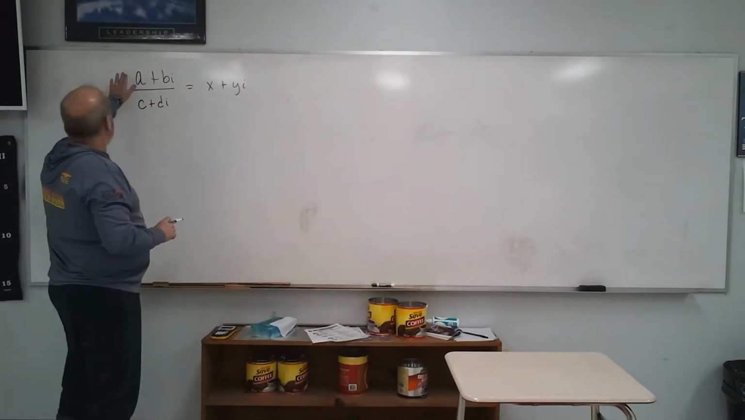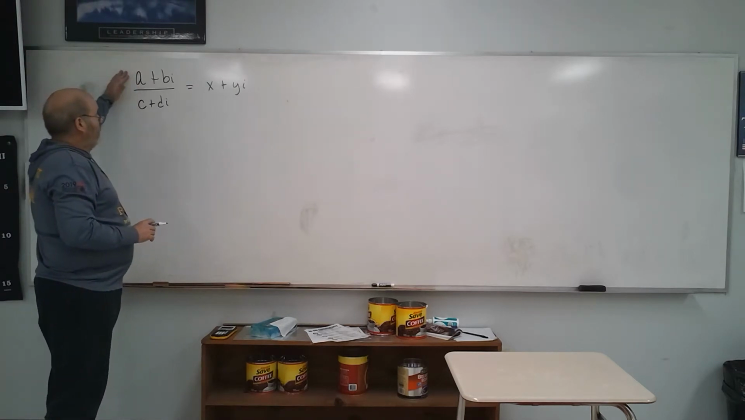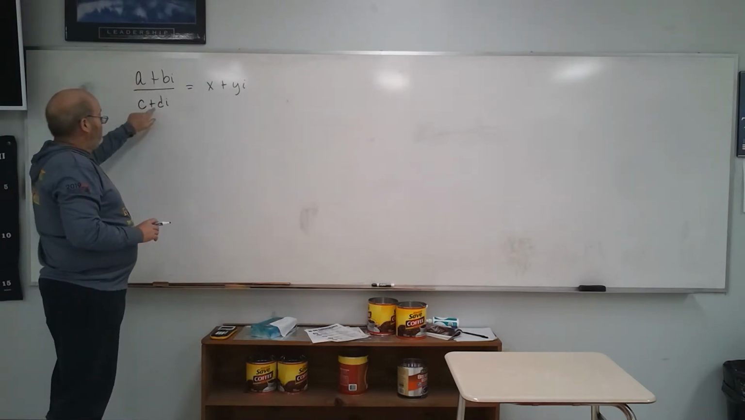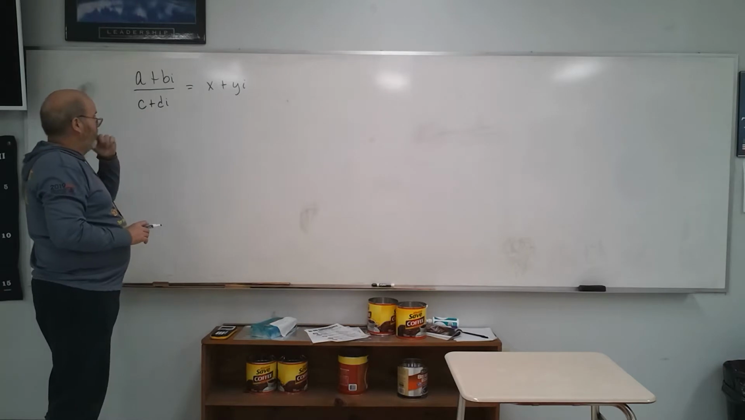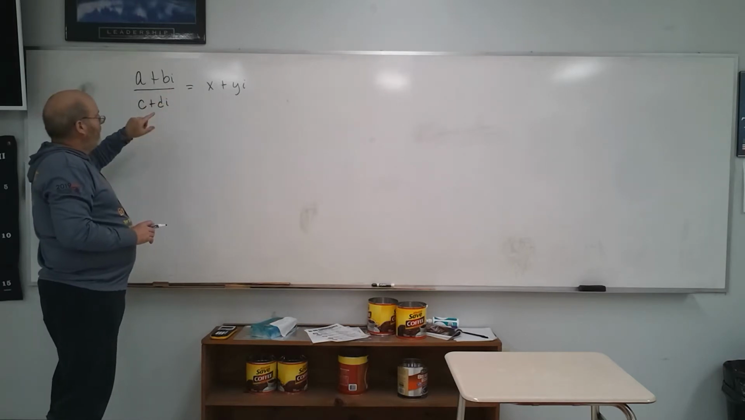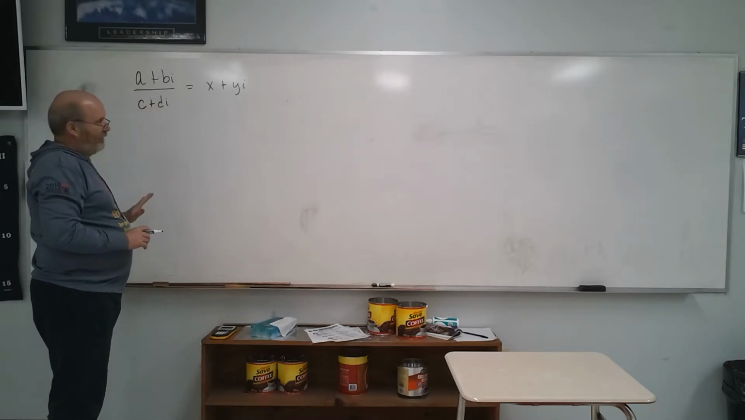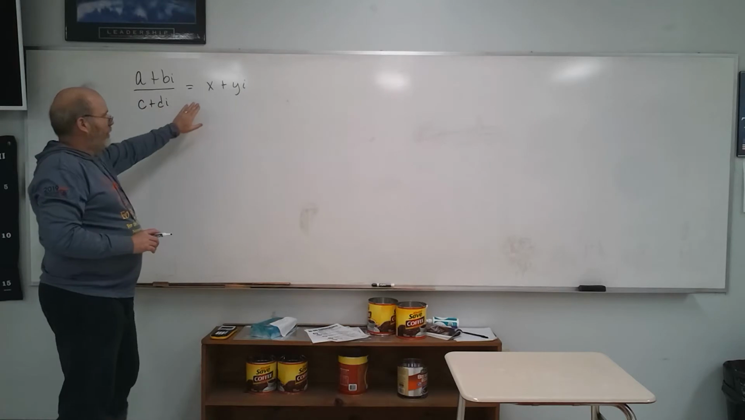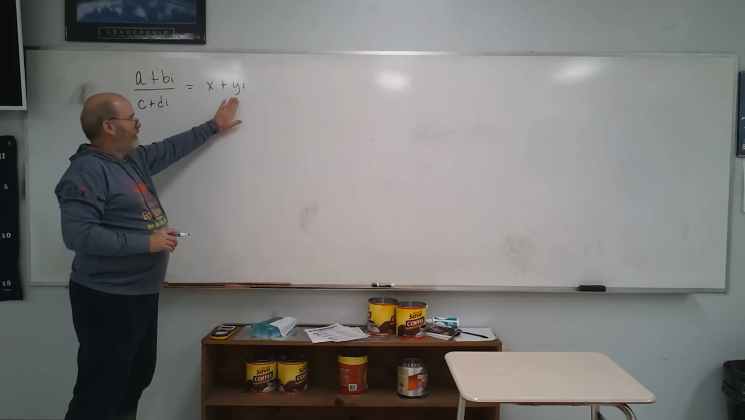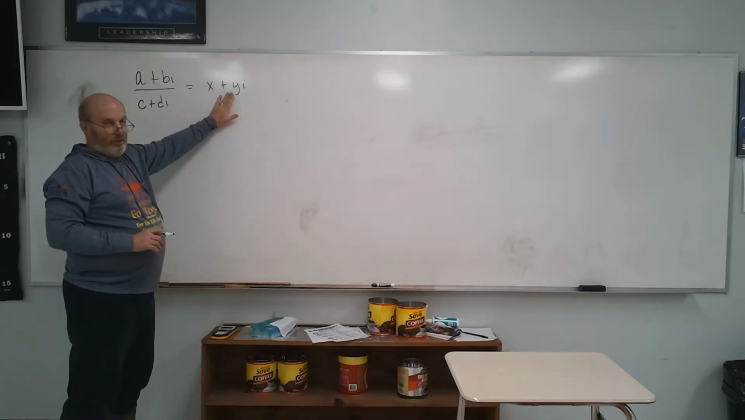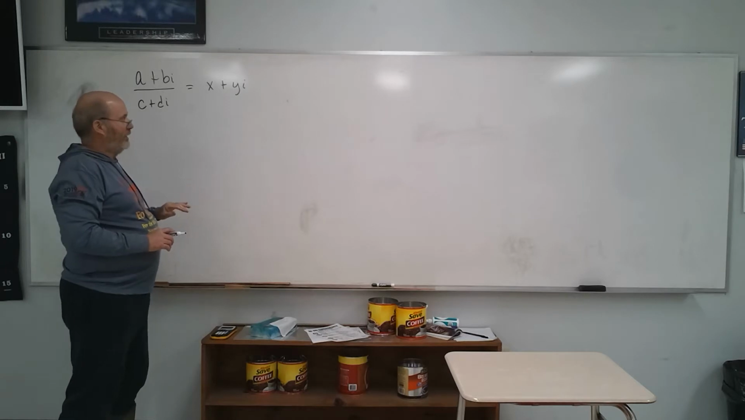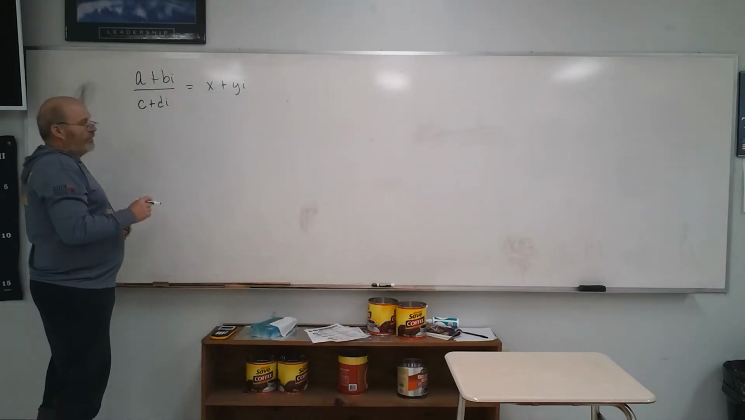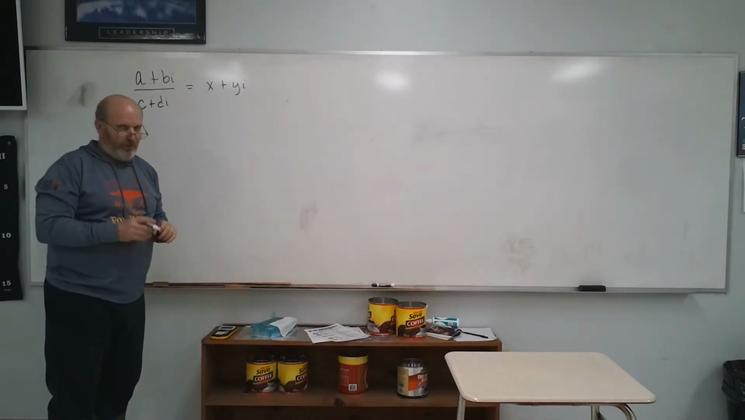What you see here is two complex numbers where a, b, c, and d are all real numbers. i is the square root of negative 1. And so we have two complex numbers, the numerator divided by the denominator. When we divide complex numbers, we're going to get a complex number where x and y here are real numbers. i is the square root of negative 1 again. Okay? We need to review a couple of things before we do this.